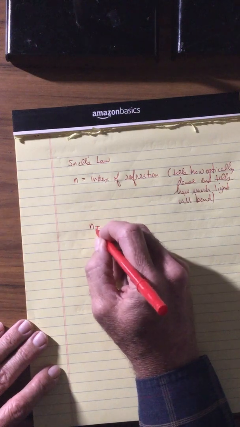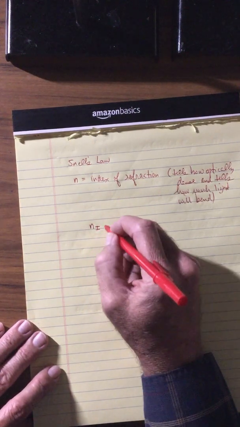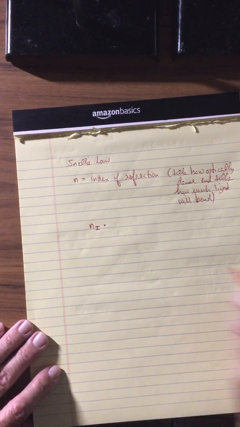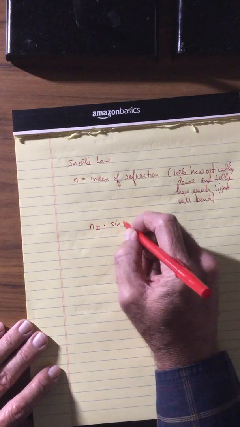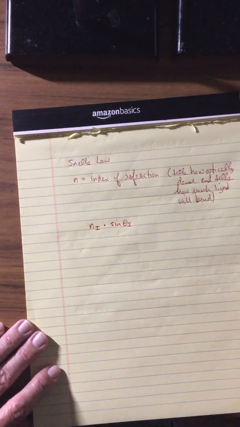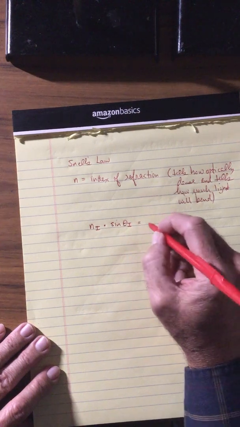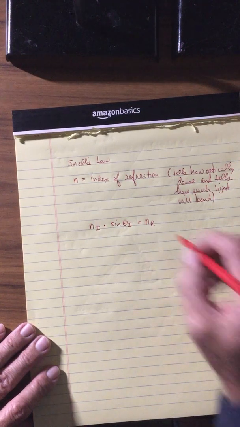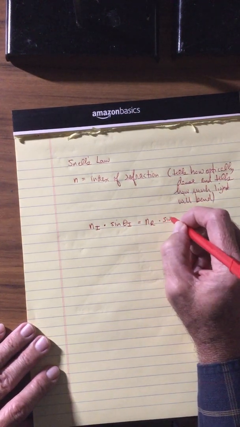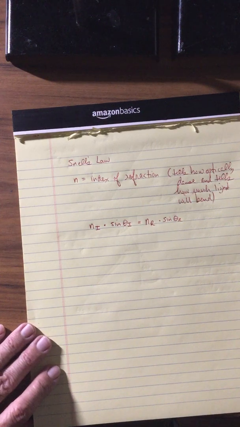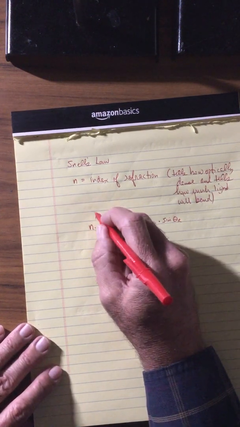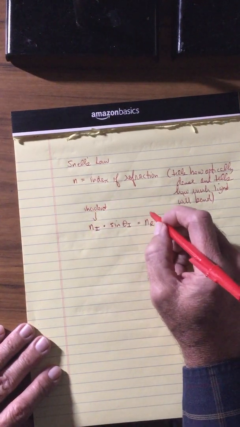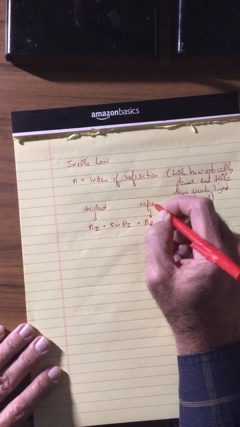The index of refraction of the incoming or incident material, that was the air in our previous example, times the sine of the incident angle will equal the index of refraction for the refracted material times the sine of the angle. So again, this is your incident, and this R is your refracted.